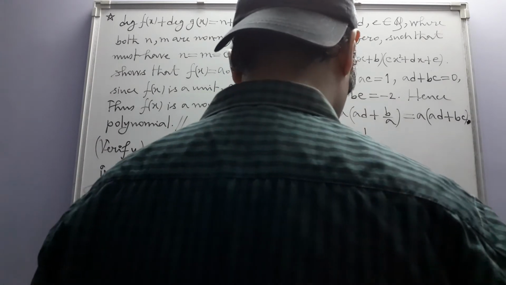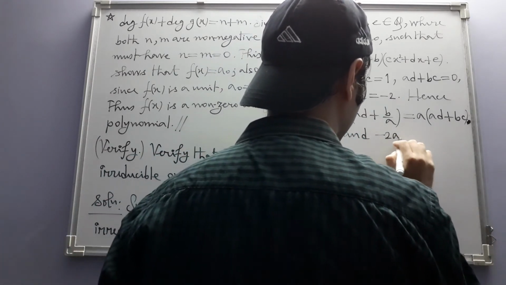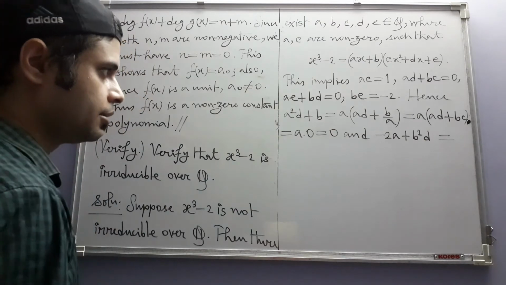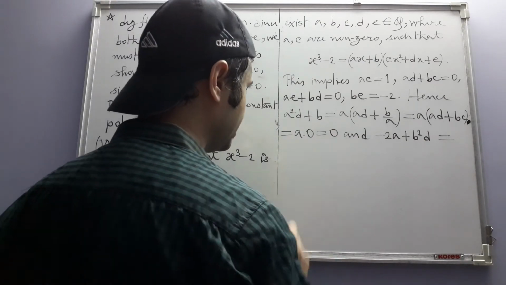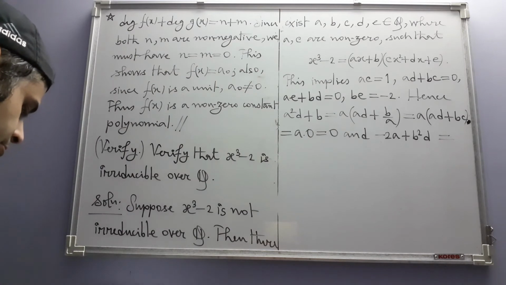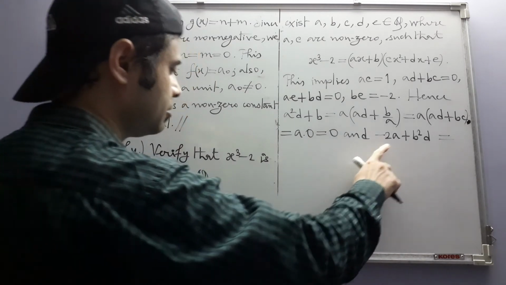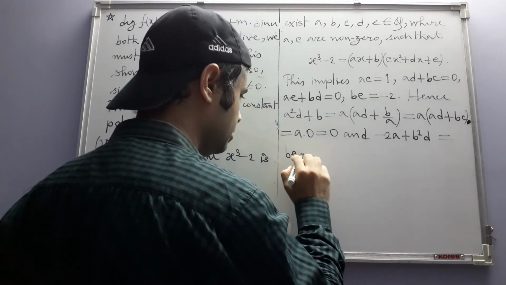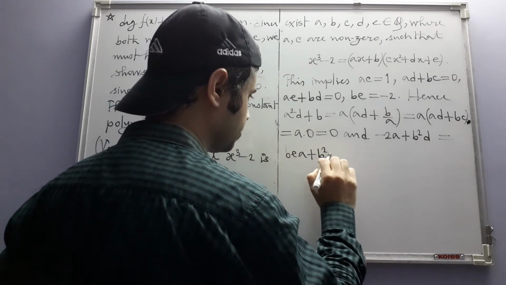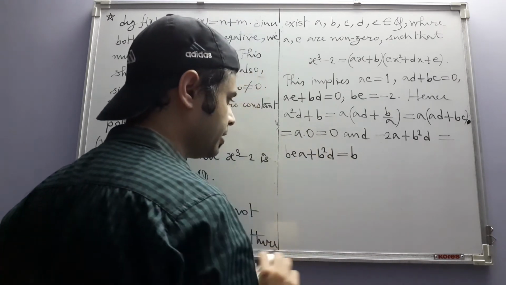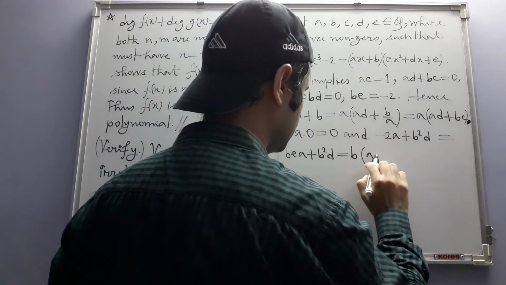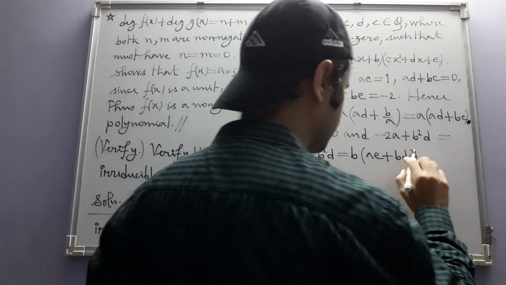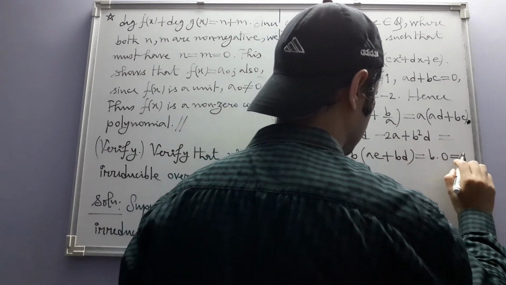And like that, minus 2A plus B square D is equal to, see, in place of minus 2 you can write BE, right? And then you can take B common out. So let's just first write that BEA plus B square D. Now if we take B common out, we are left with AE plus BD. Again, you see AE plus BD is equal to 0. So this is equal to 0.